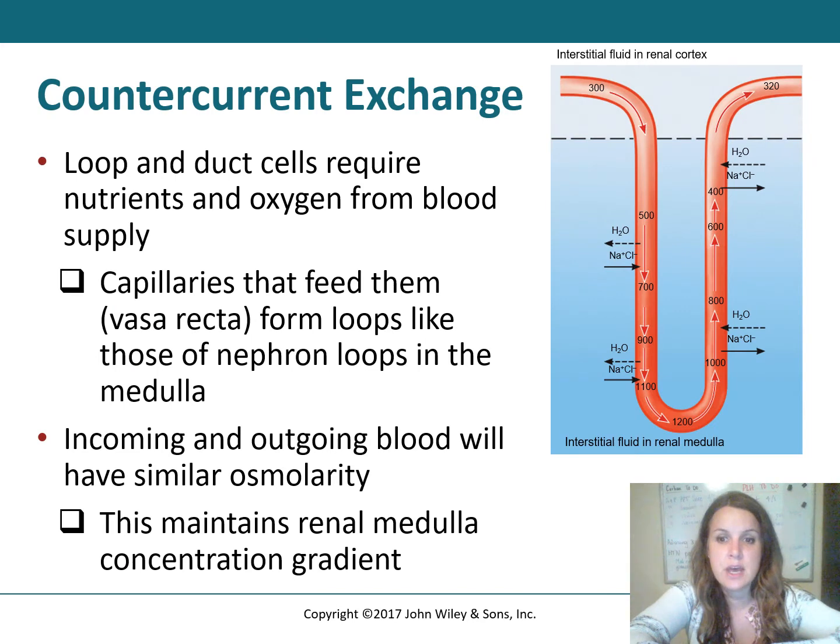We talked about what was happening in the nephron loop, but it's also important to look at what's happening in the capillary beds that feed them. The vasa recta is present in juxtamedullary nephrons, and again, these are the ones that are responsible for making concentrated urine. And they're going to dip into the renal medulla in a manner similar to the nephron loop. So this loop and duct together allows for the exchange of nutrients and oxygen between the blood and the urine.